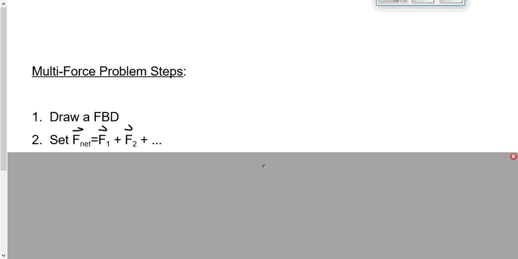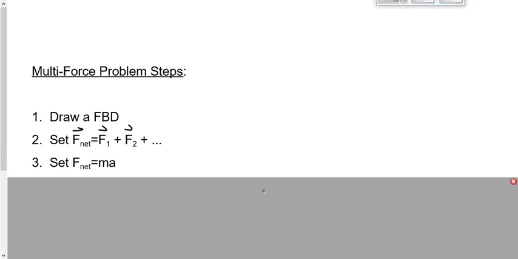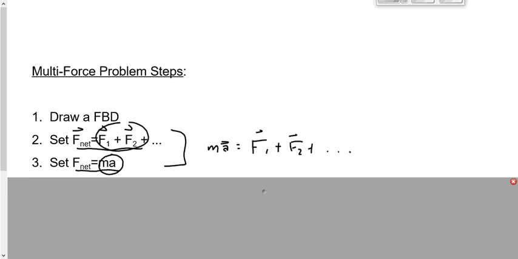Then I want you to set F net equal to M times A. So in other words, these two steps combined are going to go from F net is equal to F1 plus F2, F net is equal to M times A, to this: MA is equal to F1 plus F2 plus however many forces I have. See what I've done there? F net is this. F net is this. So this has got to be equal to this.